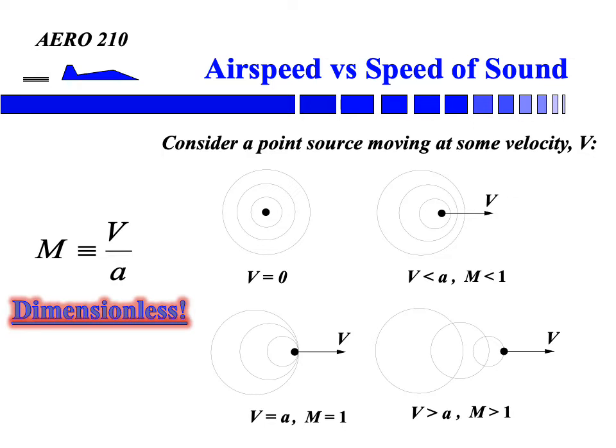Mach number is dimensionless. The dimensions of velocity and the dimensions of the speed of sound are the same, distance per unit time. And if the units are also the same, feet per second for velocity and feet per second for the speed of sound, then when we divide the one by the other, the units cancel out and we get this dimensionless parameter. Dimensionless parameters will be very useful to us in this course.